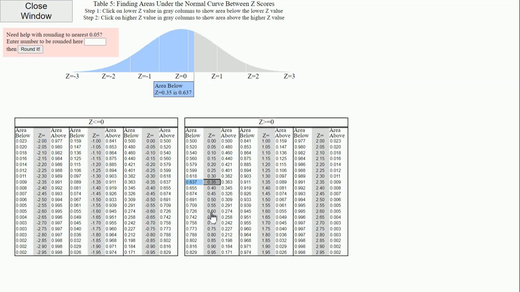Next, we click on the entry for z equals 0.60, which highlights in green the area of 0.274, which is the area above the z-score of minus 0.60. The area between the z-scores in pink is 1 minus the area below of 0.637 minus the area above of 0.274, which works out to 0.089.